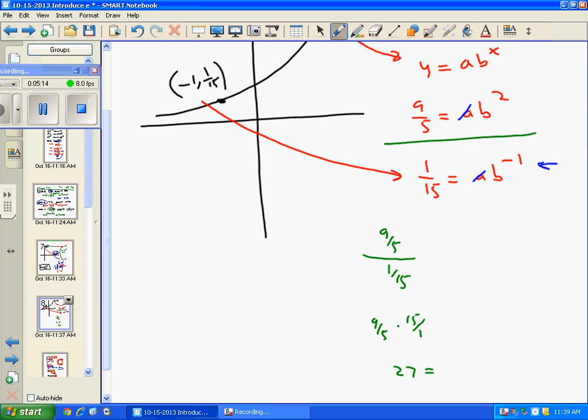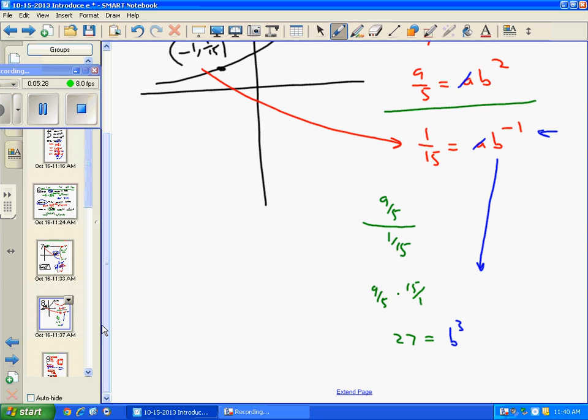And then additionally, we also know that if you have b squared divided by b to the negative 1, since we have the same bases, we can subtract those exponents. And on that side, we'll get b to the third. And that's surprisingly nice now. After all of that, b is just 3. So we're on our way to getting our equation. Our equation looks like y equals a times 3 to the x.